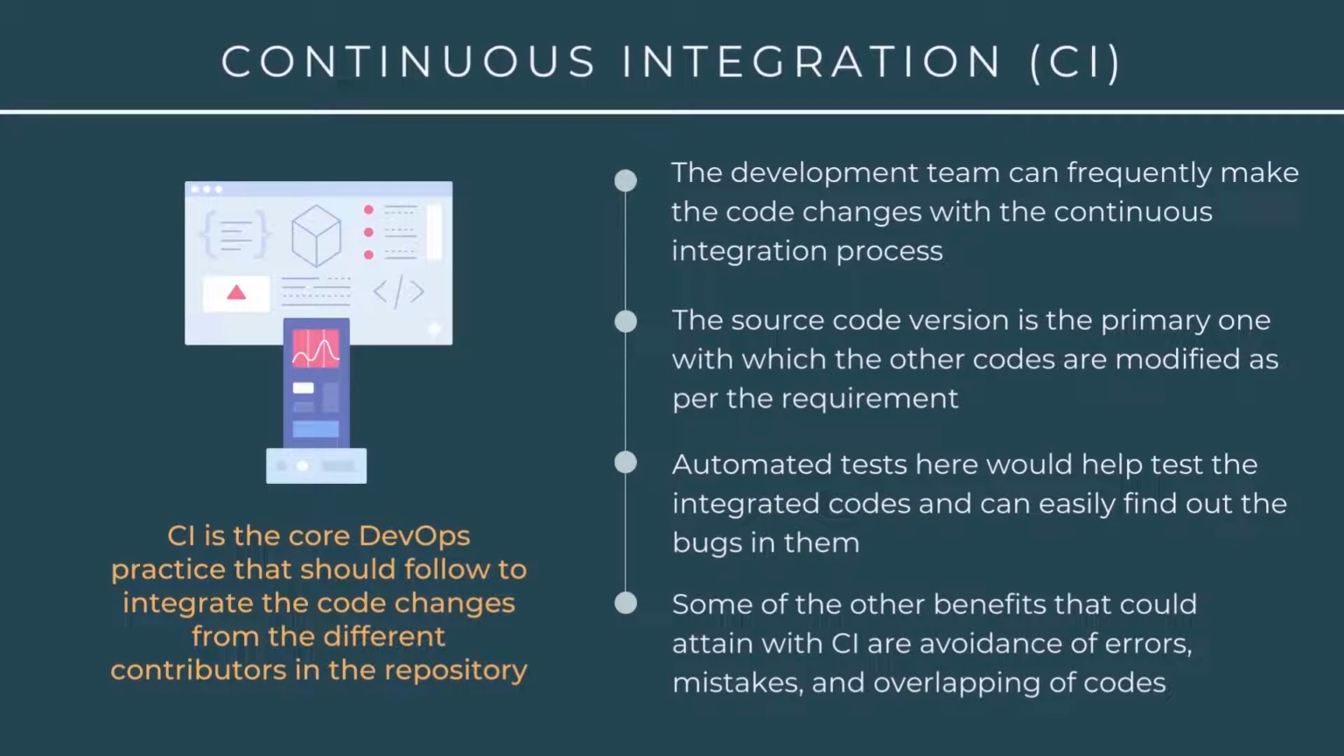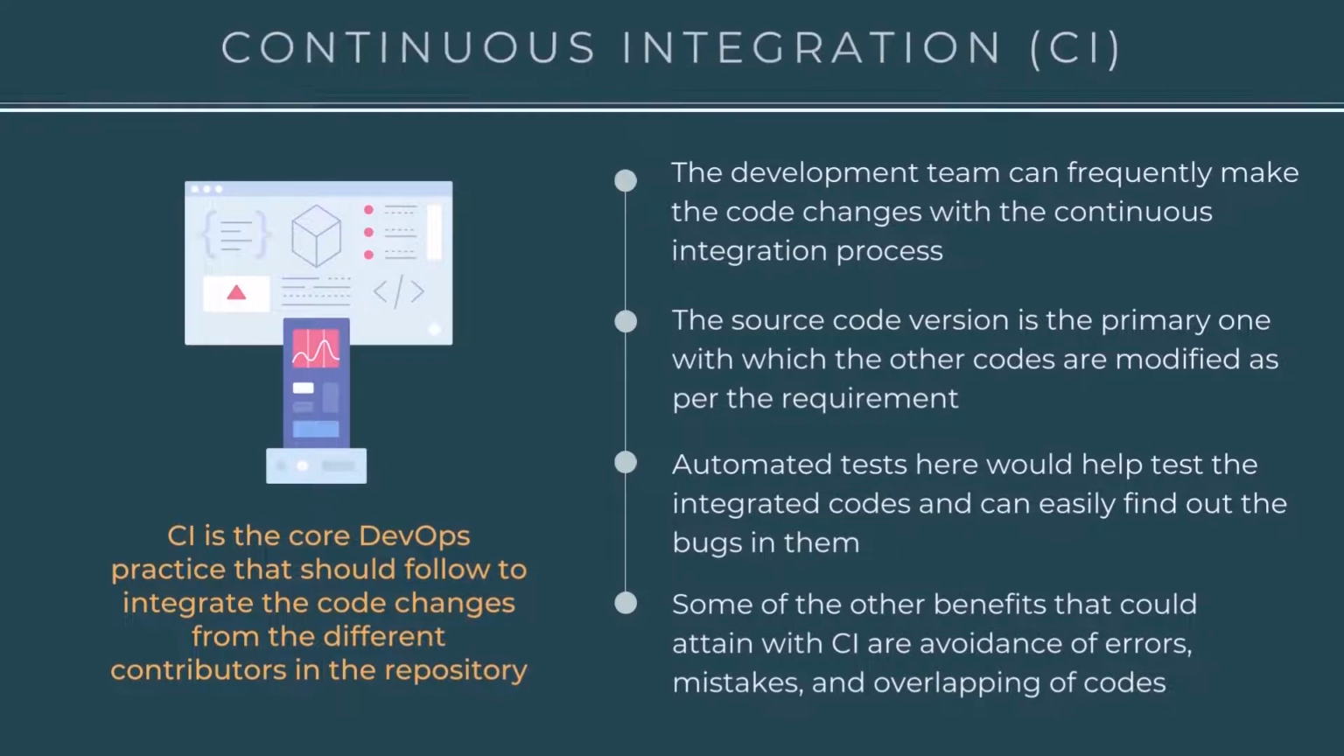Automated tests here would help test the integrated codes and can easily find out the bugs in them. The incremental builds are made in a quicker time without the need to rely on time. The scaling up of the resources can be done as per the complexity of the project handling. It also ensures security and safety by testing the integration of the entire product that has been developed. Some of the other benefits that could be attained with CI: avoidance of errors, mistakes, and overlapping of codes. Since the deployment is automated with this, teams can now focus only on the business processes quality and security.